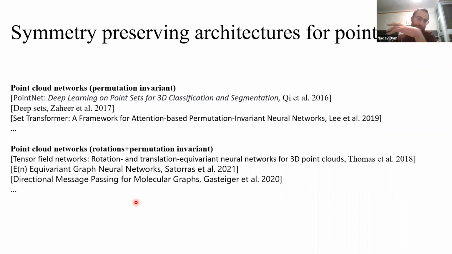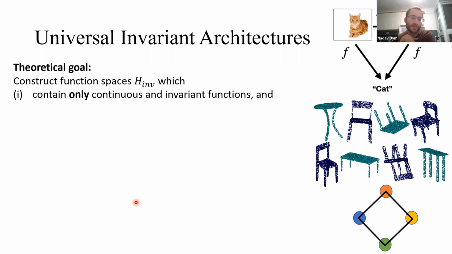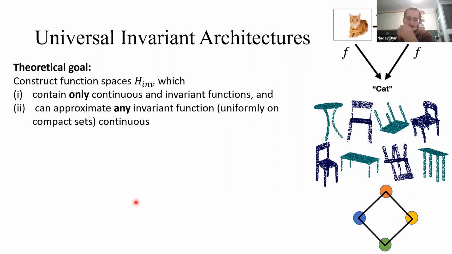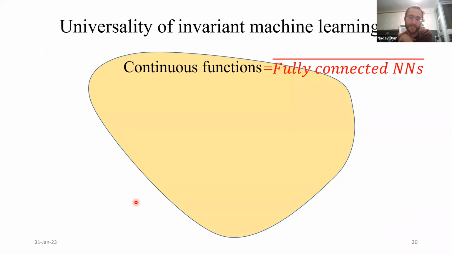That's more from the practitioner point of view. From a theoretical point of view, one goal which one might want to address is to build function spaces that are invariant to permutations, rotations, or both, in a way that is universal. That means that they not only contain only continuous invariant functions, but can also approximate any invariant function. This is an analog of the well-known theorem that says any continuous function can be approximated by fully connected neural networks.